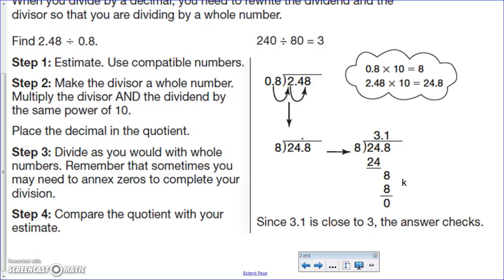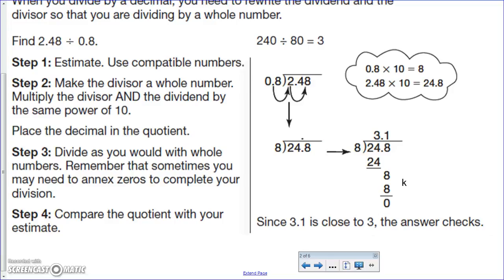Now you can still have a decimal inside the house. We just have to have a whole number outside of it. The divisor has to be a whole number. So we're going to divide as we would with whole numbers now. So 8 goes into 24 3 times. We put the 3 above the 4, and we subtract 24, and we get 0.